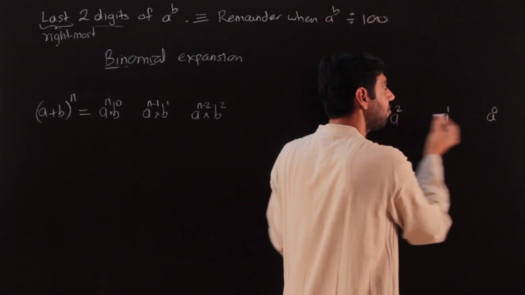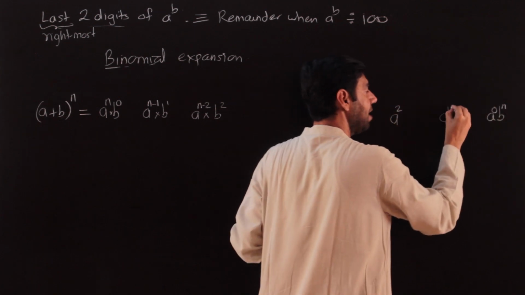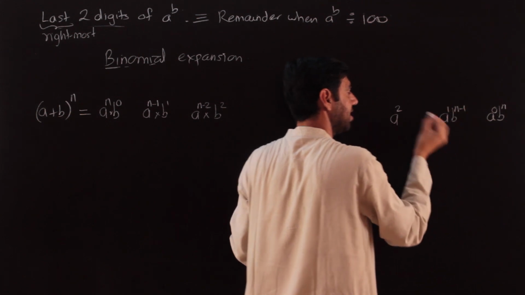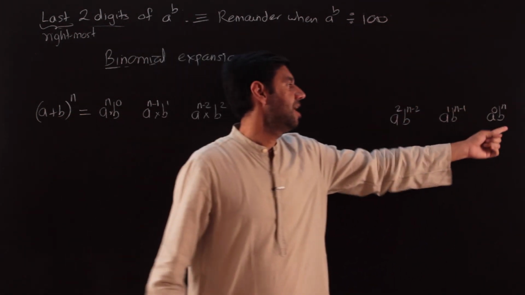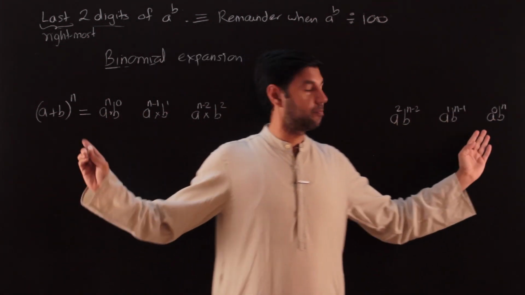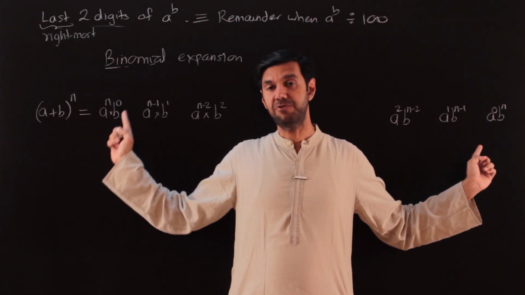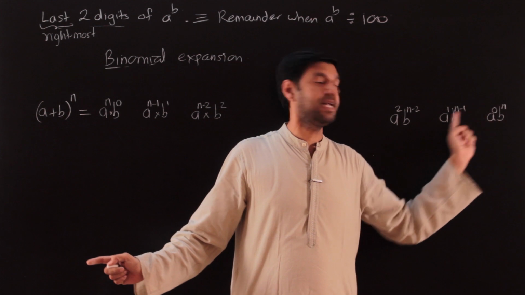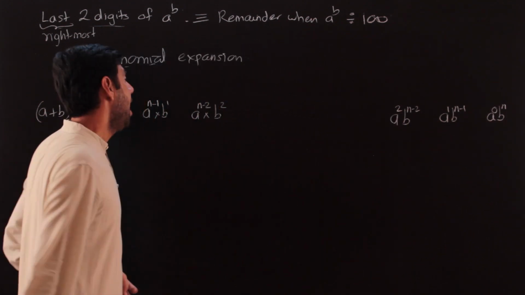What will be here? Hang on for a minute. Let's start from the last. The last is b raised to n. So the one before that is b raised to n minus 1. The one before that is b raised to n minus 2. It has increased till b raised to n. And so both ends should look very symmetrical. a raised to n, b raised to 0. a raised to 0, b raised to n. The only difference is in the interchanging of a and b.